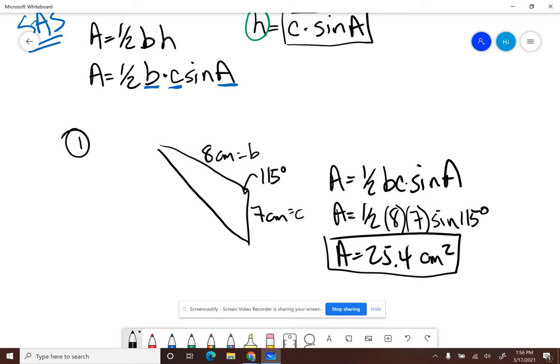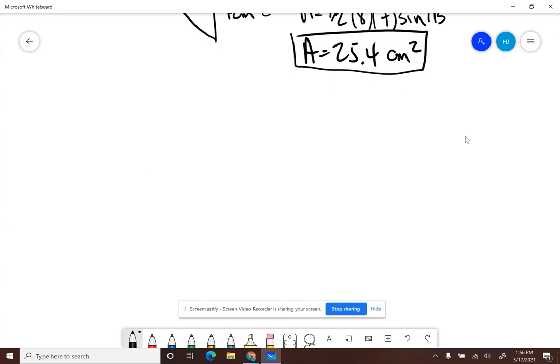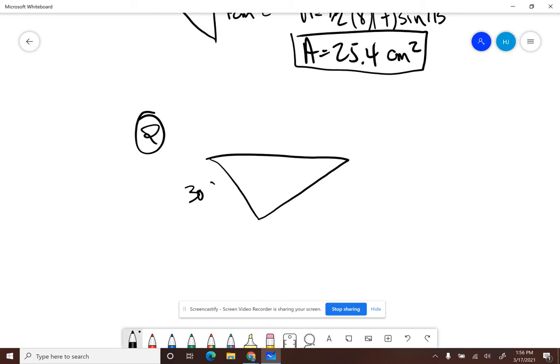Just that easily, you can find the area of that triangle without ever really knowing what the height is, as long as you have side, angle, side. Okay, so now let's look at number two. Number two, and we'll draw this one out just a little bit different, just to make sure that you understand that it doesn't really matter how it's drawn as long as you have the conditions. So 30 feet and 25 feet, and then we're going to say this angle here is 124 degrees.